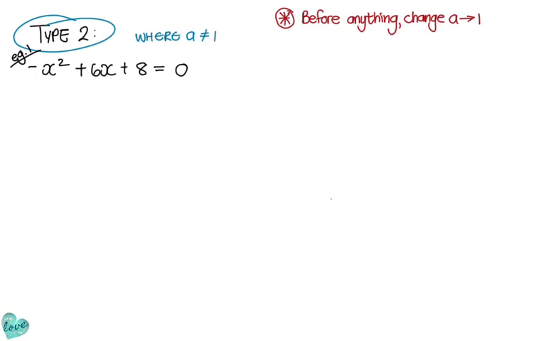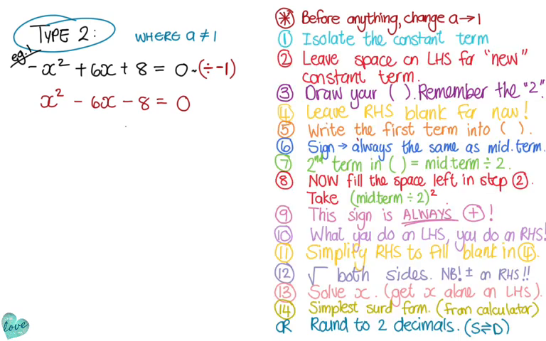In that case, before we do anything, we have to change that a to a 1, which means we are going to divide each term here by minus 1, which would give us x squared minus 6x minus 8. Now, with that done, I'm going to just put down all our other steps that we're going to follow, just like in the previous example we did.